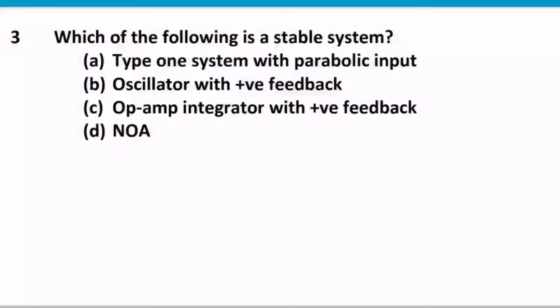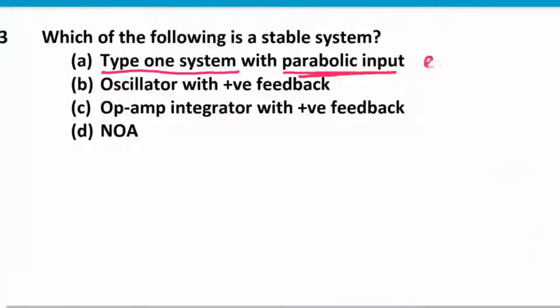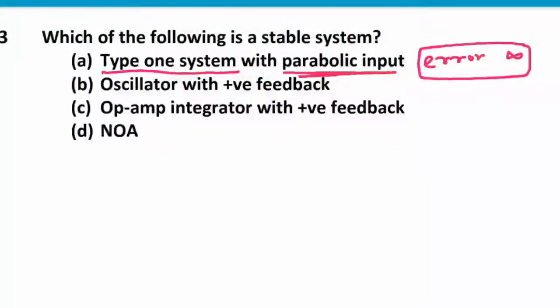The next question is, which of the following is a stable system? Option A, type 1 system with parabolic input. Option B, oscillator with positive feedback. Option C, op-amp integrator with positive feedback. Option D, none of the above. The first option is type 1 system with parabolic input. If we see the table, you can find that it has error of infinity. As error is infinity, this is surely unstable. So this option is cancelled out.